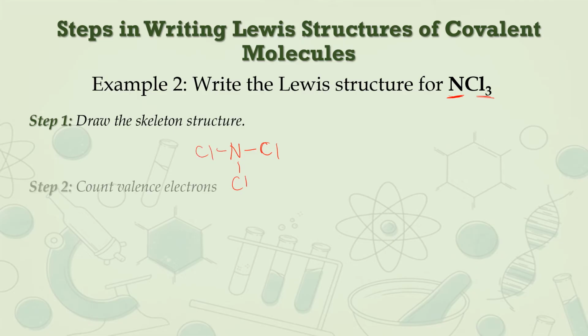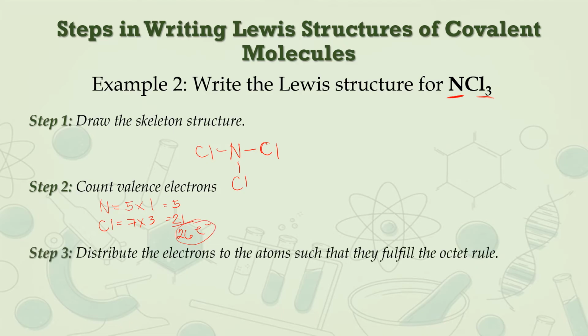Okay. Next step is to count the valence electrons. Nitrogen is located at group 5 times 1 because it only has 1. And then chlorine is located at group 7 times 3. So we have 5 plus 21, which is 26 valence electrons in all. So we must see 26 electrons in our drawing afterwards. And then step 3, you distribute the 26 electrons to the atoms such that they fulfill the octet rule.